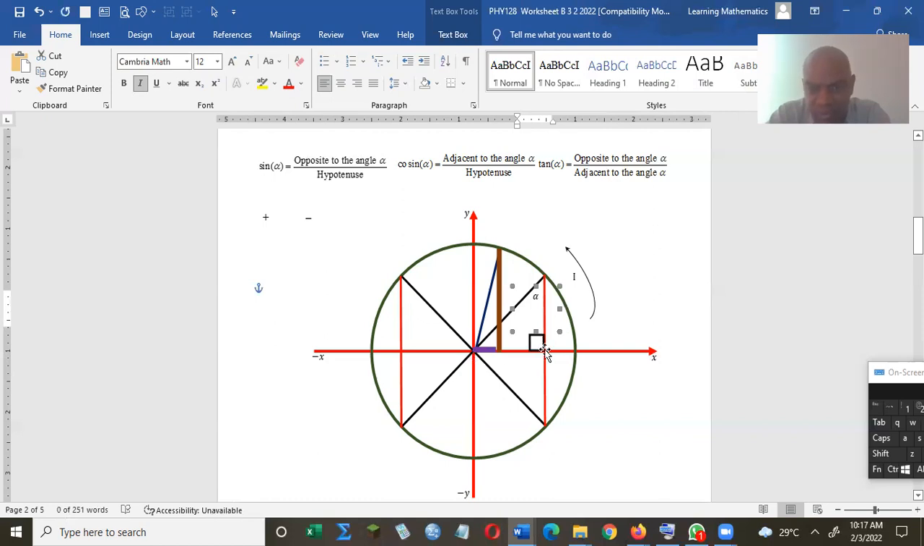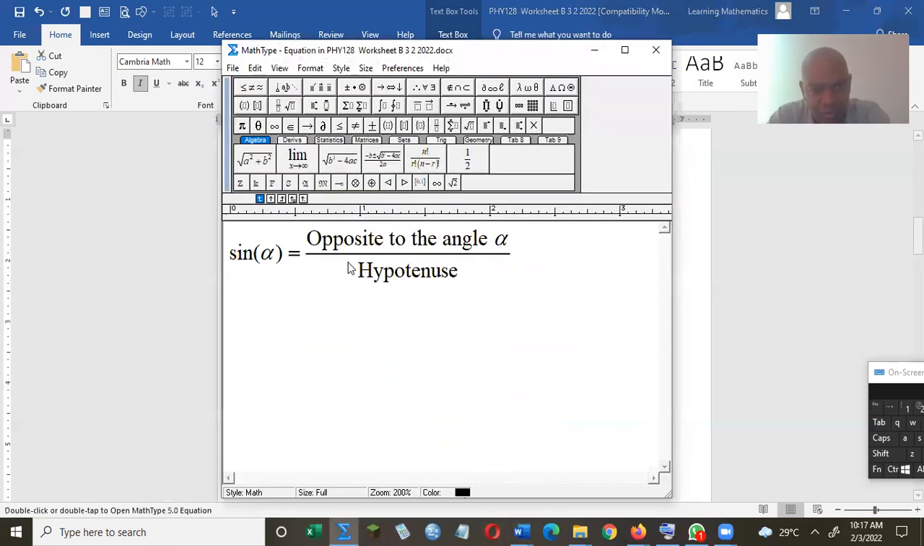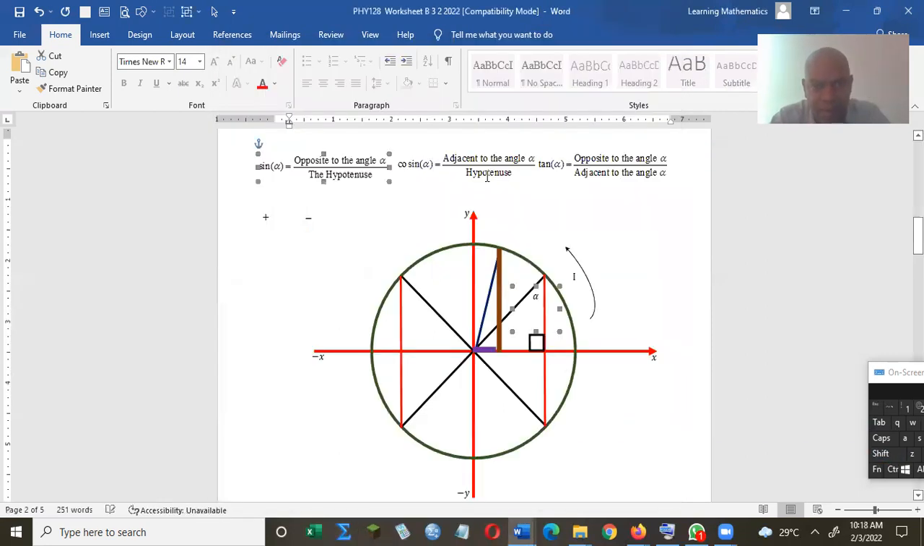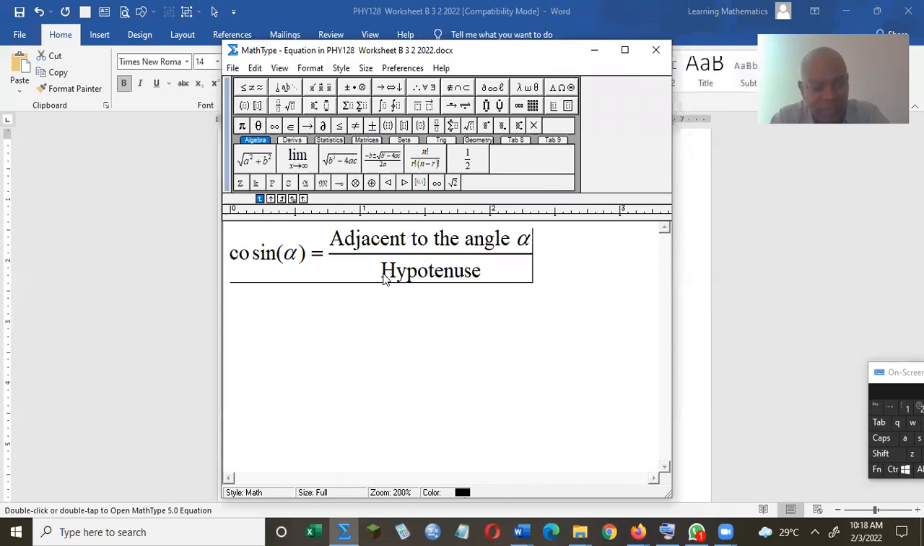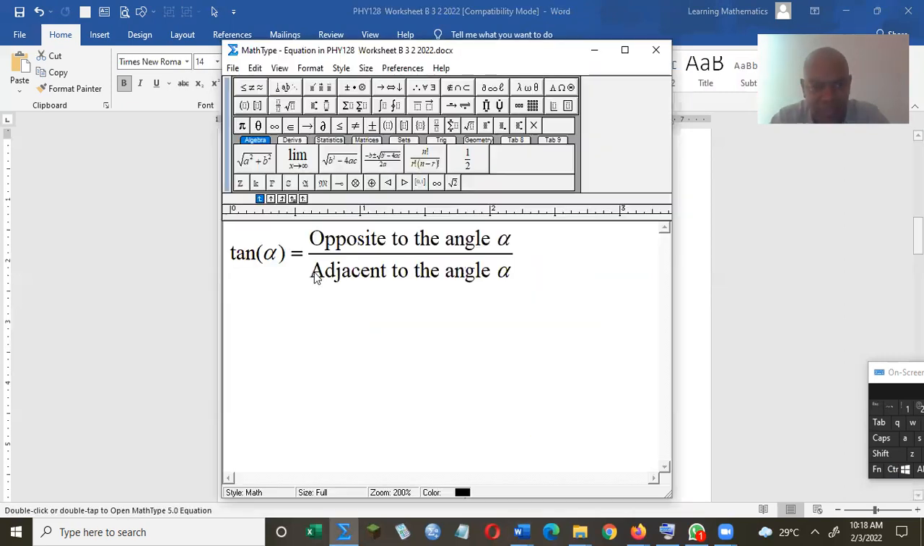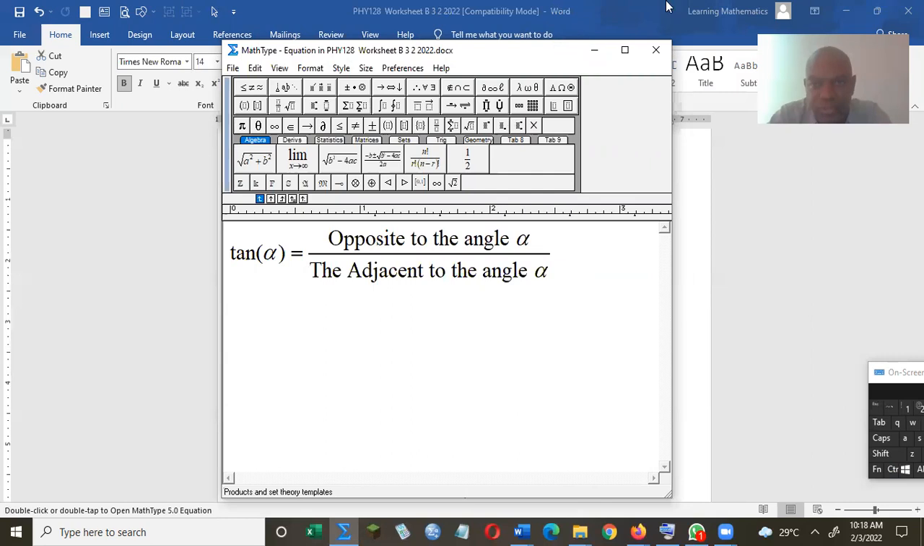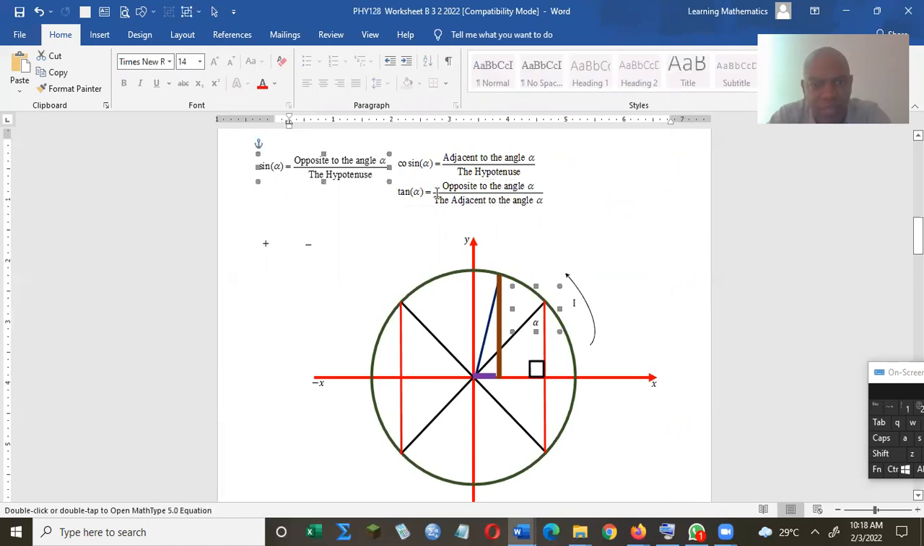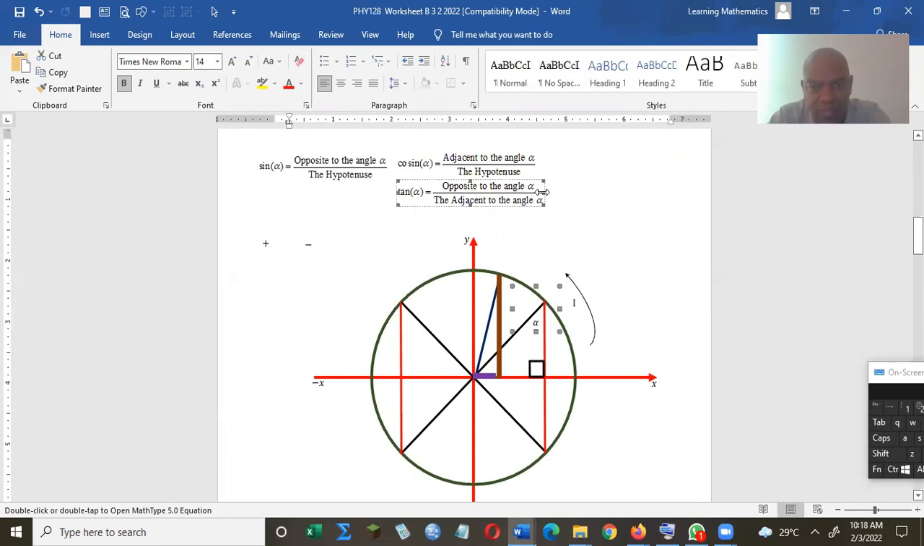And this horizontal line will not be the adjacent, it will be adjacent to the angle. Okay, so you can say the hypotenuse. Yes, you can say the hypotenuse. But it is not wise to say the opposite, because opposite and adjacent are relative to the angle. Okay, so there is no such thing as the opposite and the adjacent, because adjacent and opposite can change. A side that was once opposite can change to adjacent based on where the angle is located. Okay, so bear that in mind.